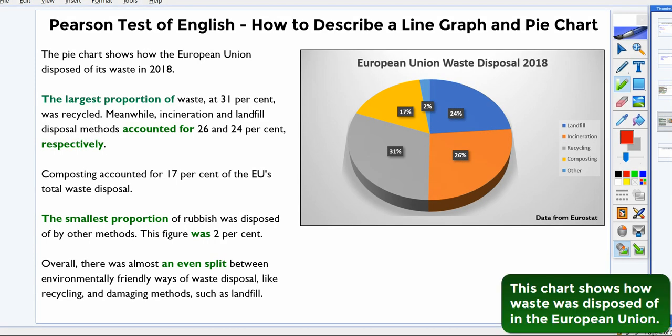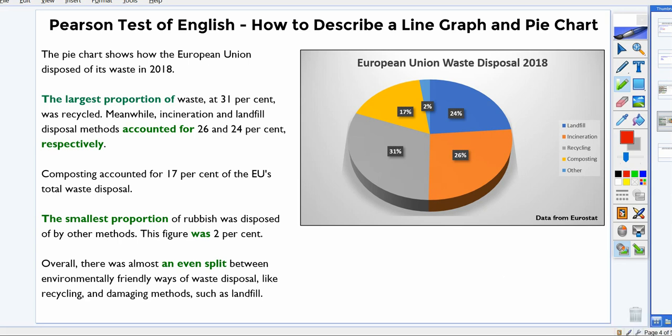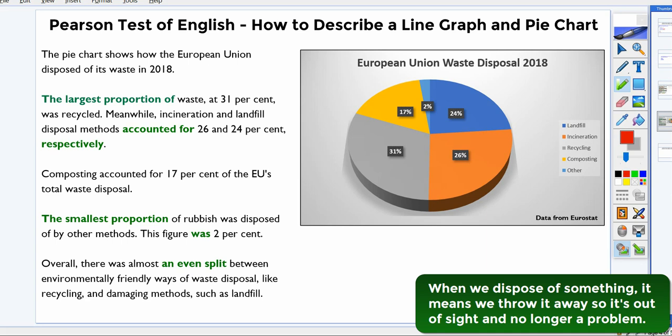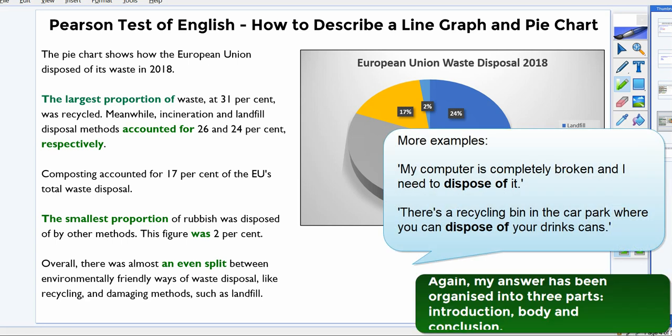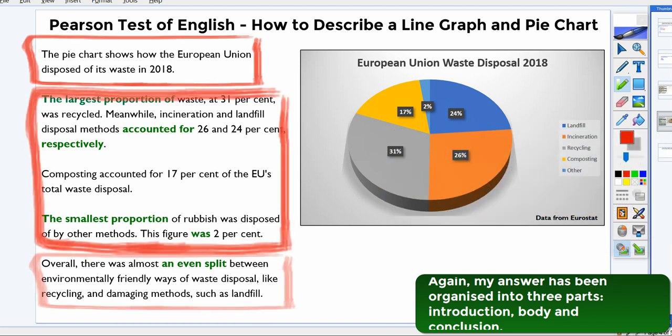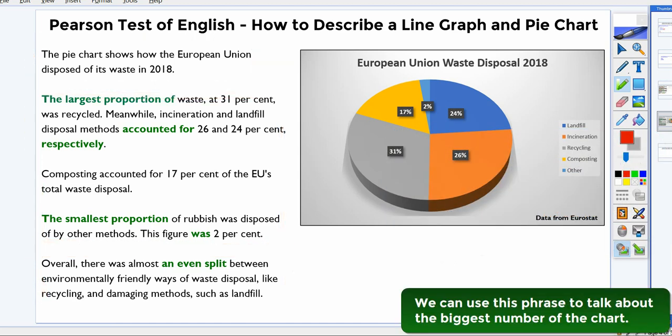This pie chart shows how waste was disposed of in the European Union. When we dispose of something, it means we throw it away, so it's out of sight and no longer a problem. Again, my answer has been organised into 3 parts: introduction, body, and conclusion. We can use this phrase to talk about the biggest number on the chart.